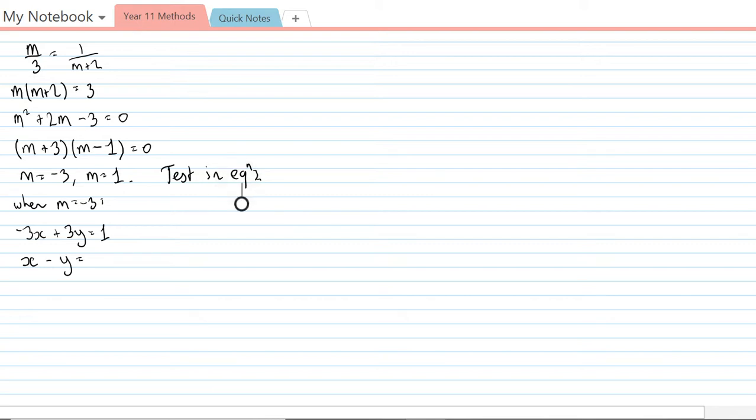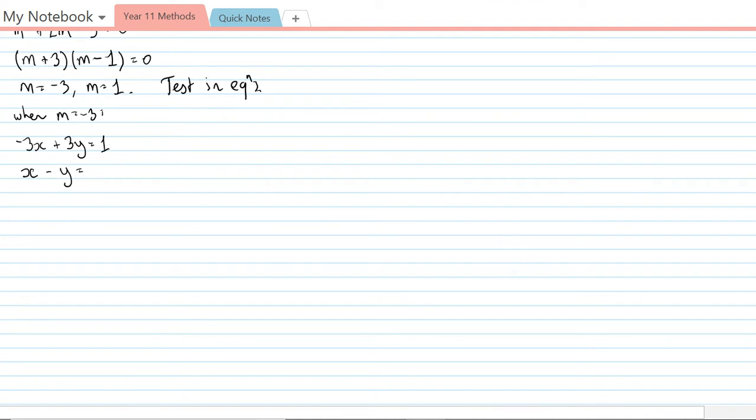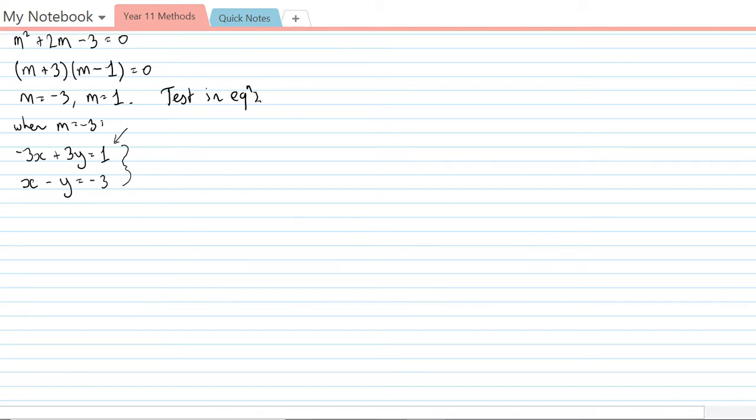Equals, and that was equal to m, which in this case is negative 3. So these two equations here, we need to have a look at them, and I think that it's fairly easy to see that we could turn one into the other. If I were to divide the first equation here by negative 3, it would become x minus y equals negative 1/3. And that's not the same as x minus y equals negative 3.